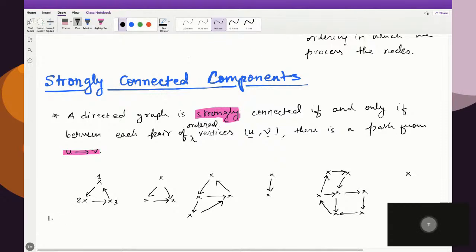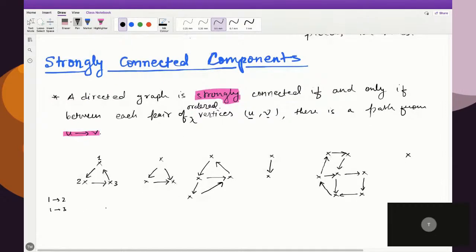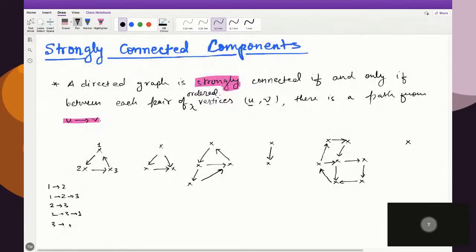One can clearly see that there is a path from 1 to 2, and a path from 1 to 3. The path from 1 to 3 is via 1 to 2. Then there is a path from 2 to 3, and a path from 2 to 1 as well. Similarly, from 3 there is a path to 1, and to 2. So between each pair of vertices there is a path. Therefore this is a connected component.